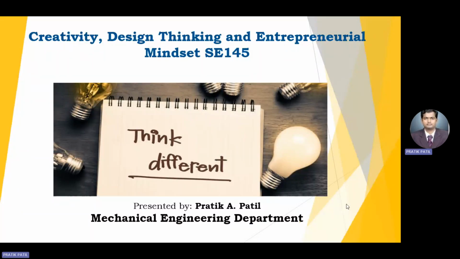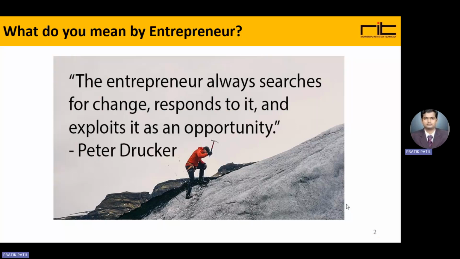So first of all, I would like to introduce you to the definition of entrepreneur. The entrepreneur always searches for change, responds to it, and exploits it as an opportunity. If you take previous examples of those who have become entrepreneurs, they always search for problems in the society, they work on it, and they convert those solutions into their opportunity.